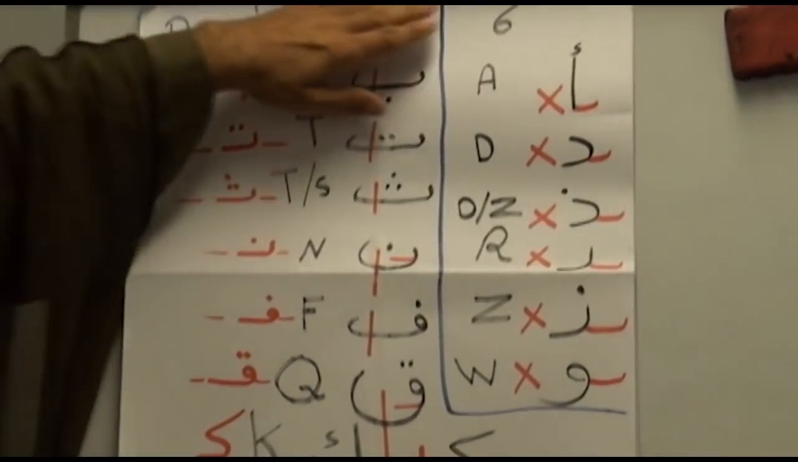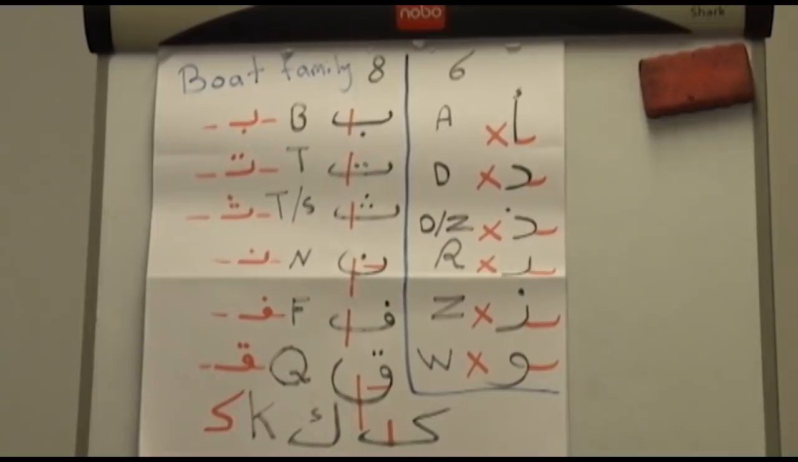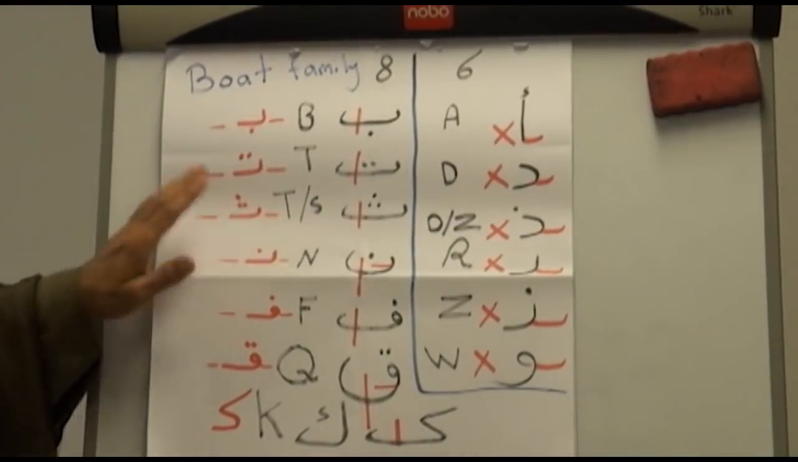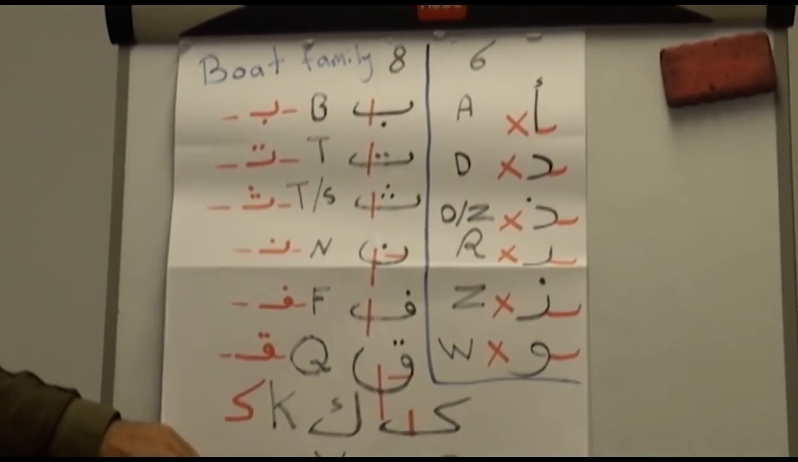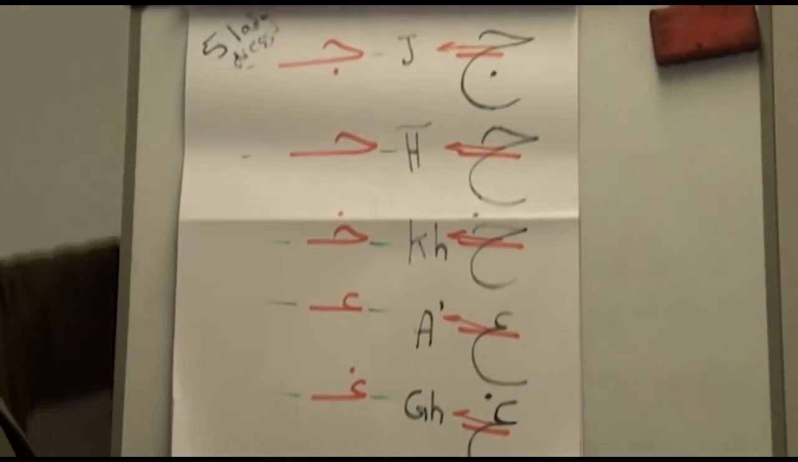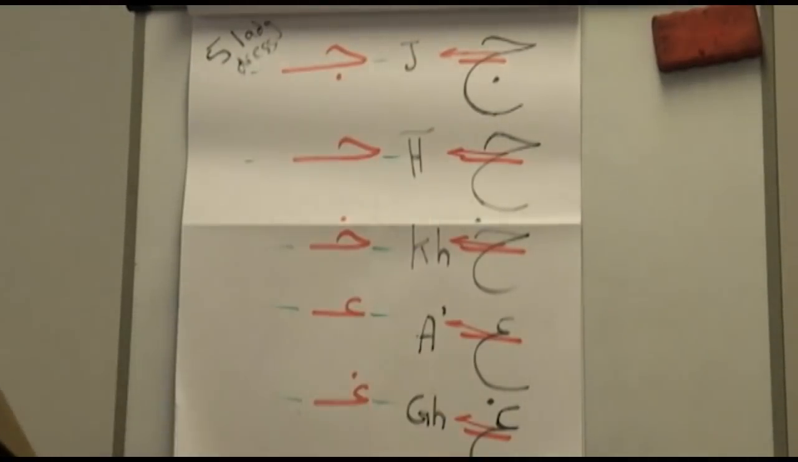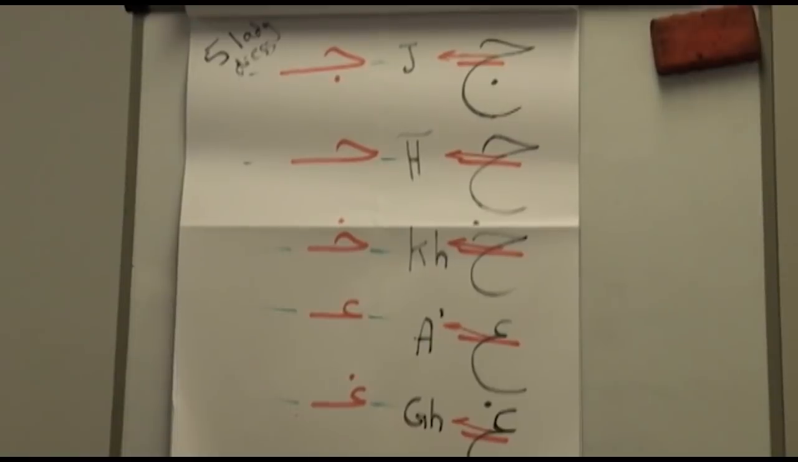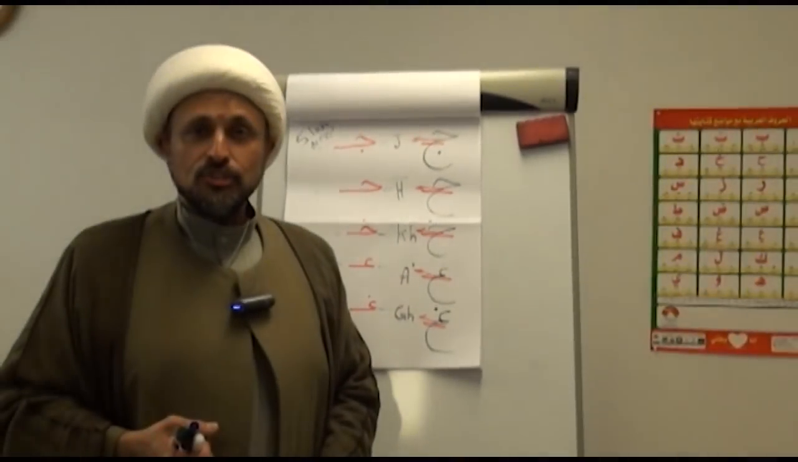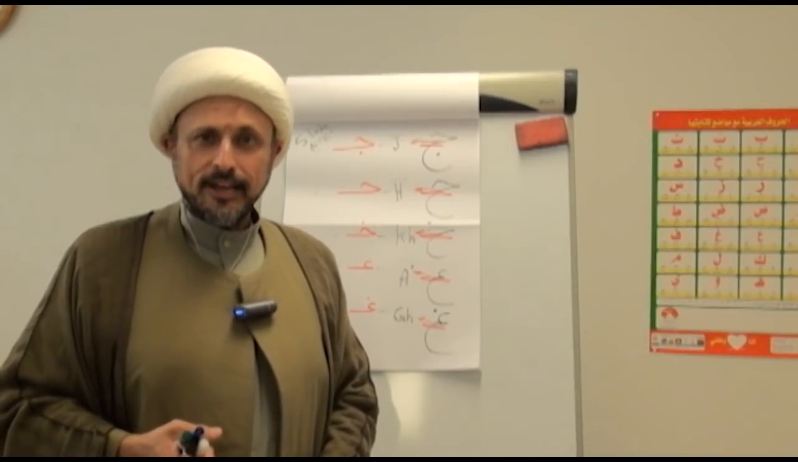We took 6, those which do not connect from the left hand side. We took 8, those which connect from both sides, but boats, canoes. So 8 and 6 is 14. And then we come to these 5. 14 plus 5, 19. So 19, and we have 28 there. So we have about 9 alphabets missing. Let's see what these 9 alphabets are.